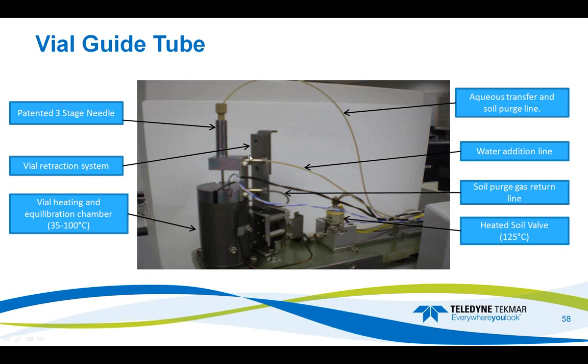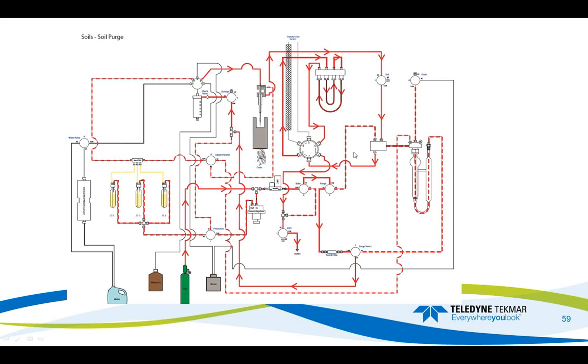We can bring our water in through the middle port. Our purge gas comes in through the bottom port, and then our gases are collected through the top port. Okay, and so then we see here that once leaving the vial, it's then taken over to the analytical trap and the condensate trap, where it's then handled just as if it were a liquid sample from the sparger.